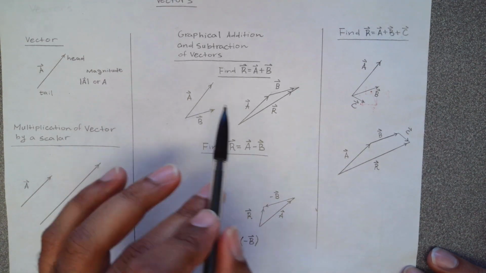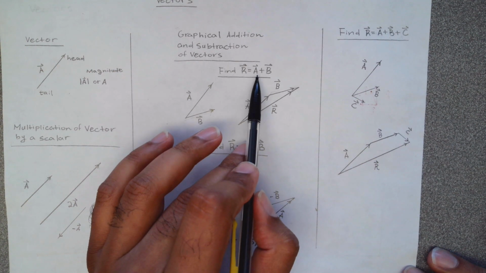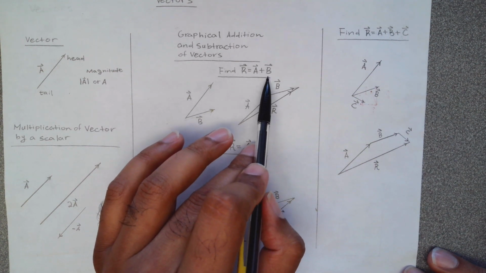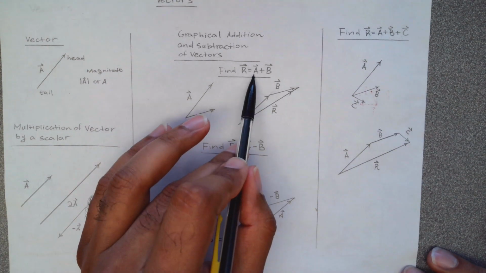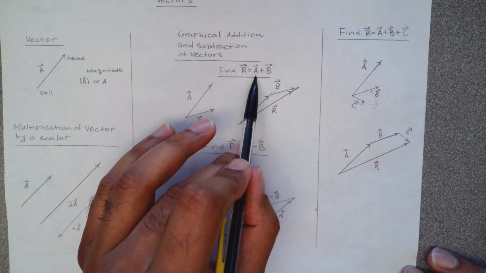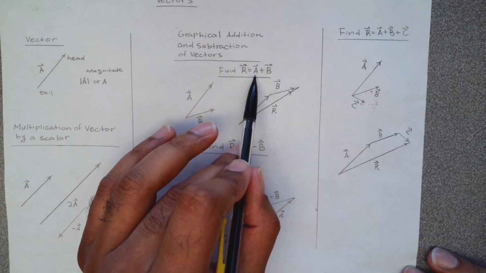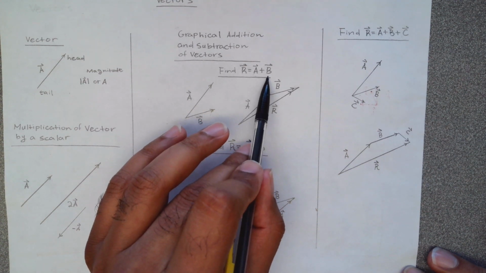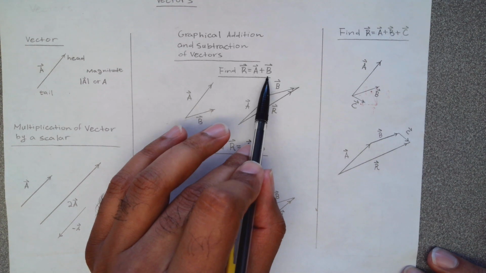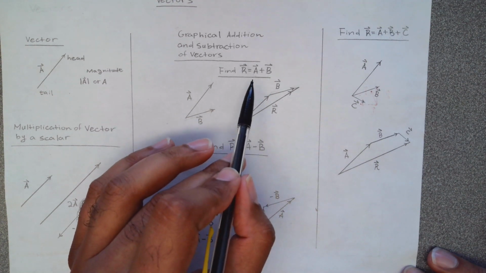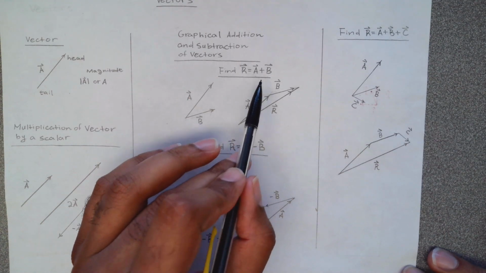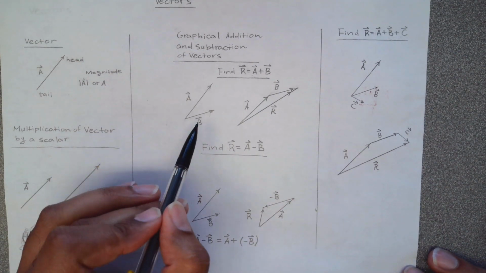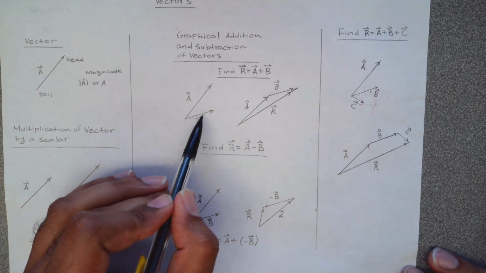Okay, so I want to find the sum R, which is A plus B. So how do I add these two vectors? What I do is I draw the first vector, which is A, and to the head of A, I put the tail of B, and my sum is going to go from the tail of A to the head of B. That's a lot of words, so let's understand this graphically.